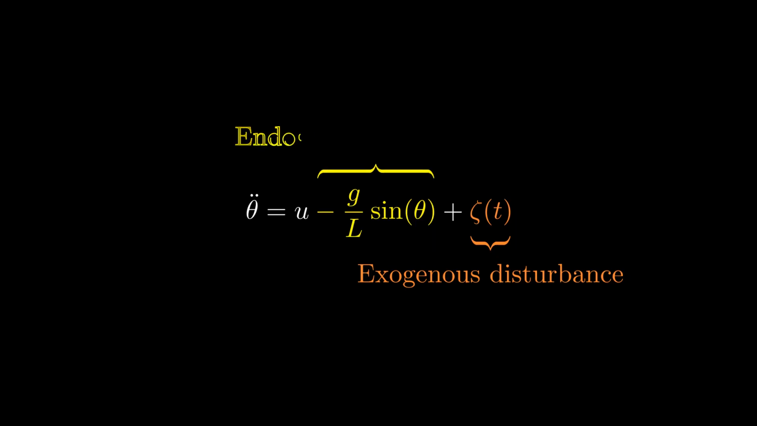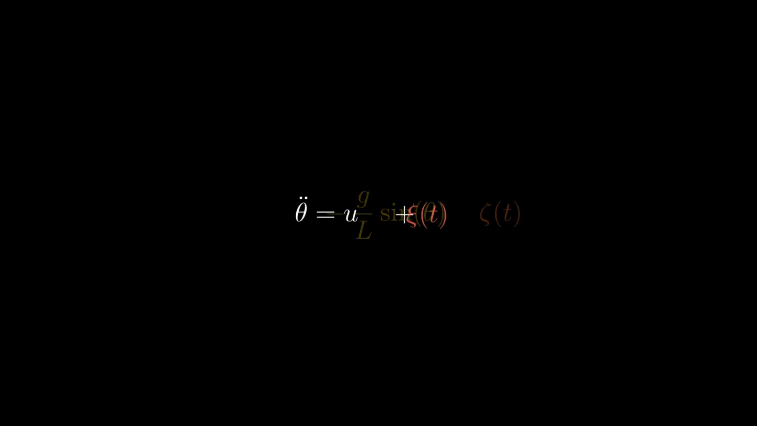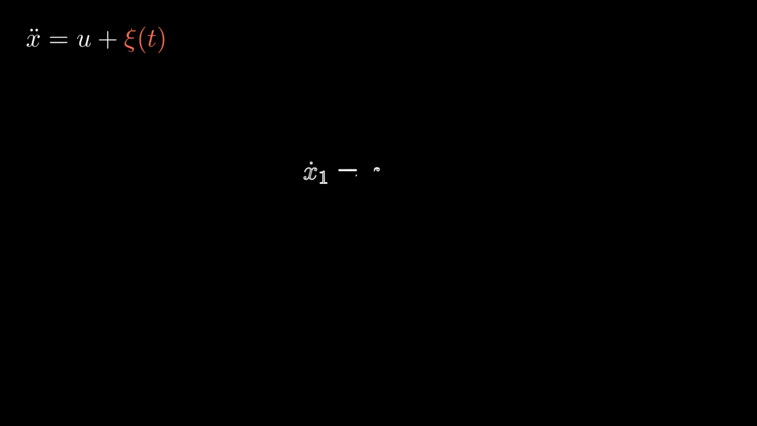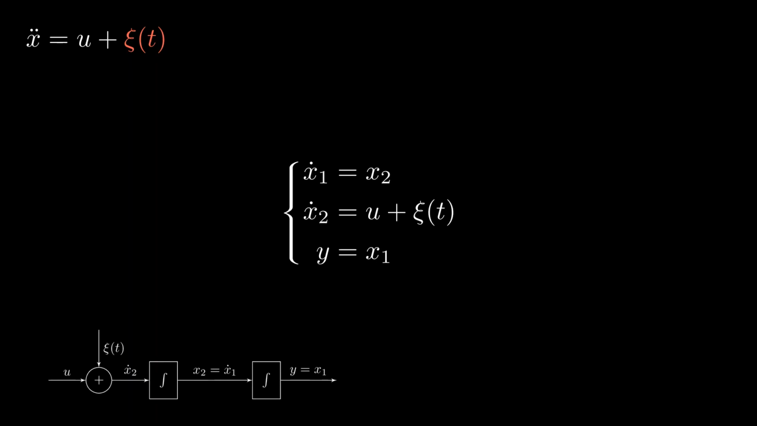The term with sine of theta doesn't fit the assumed model of a cascaded integrator. Therefore, we'll name it an endogenous disturbance. Yes, you get it, endogenous means that it comes from inside the system. Now we lump all disturbances into a single term, psi of t. We'll call it the total disturbance. Let's replace theta with a more general state variable x and rewrite the second-order differential equation as a system of first-order equations.